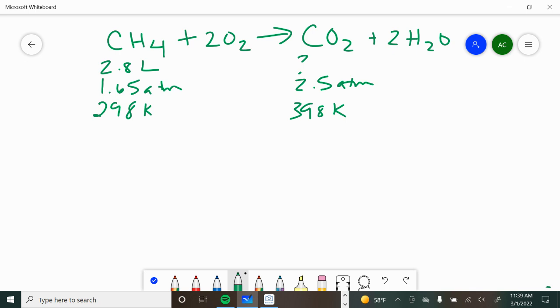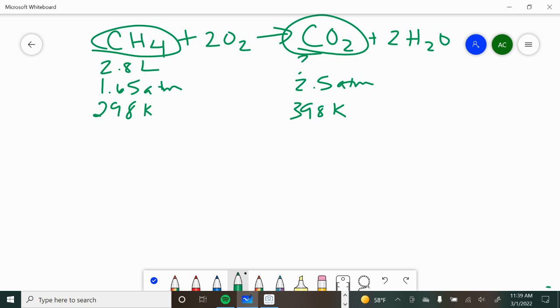So what am I going to do? If I have liters of CH4 and pressure and temperature for CH4, how am I going to turn that into liters of CO2? What do I need to do? Anybody? Catherine? So I would start first with CH4, and I would find the moles using the ideal gas law, and then convert those moles using the mole ratio, and then from there, move into the volume.